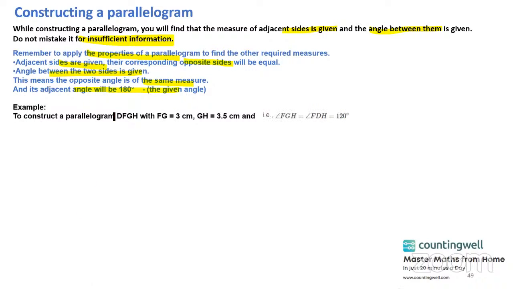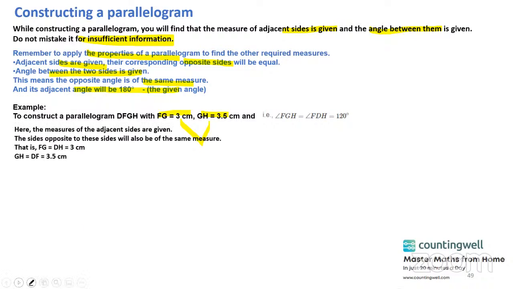So if you have to construct a parallelogram DFGH with FG equal to 3 centimeter, GH equal to 3.5 centimeter, these are the two sides, and angle G and angle D is equal to 120 degree, then we know these adjacent sides are given. So FG, GH, note that G is a common vertex. So these are the adjacent sides. Also, sides opposite to these sides will be of equal measure. So we have GH equal to DF equal to 3.5 centimeter and FG equal to DH equal to 3 centimeter.